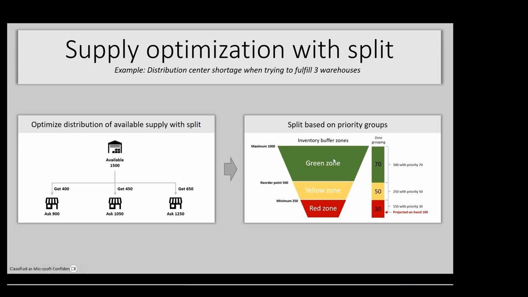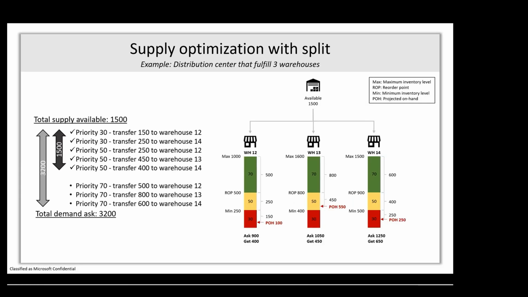But with this priority grouping and these zones and being able to project my inventory on hand, I can get the system to automatically split that and optimize that split and say, well, based on where each one of these warehouses sit, it would be best to give this one 400, this one 450, this one 650, based on where they're at in the zone and what their projected on hand is going to look like when that order comes in. So I know that's fast and I know that's quick. I'm happy to share this deck so you can dig into it.